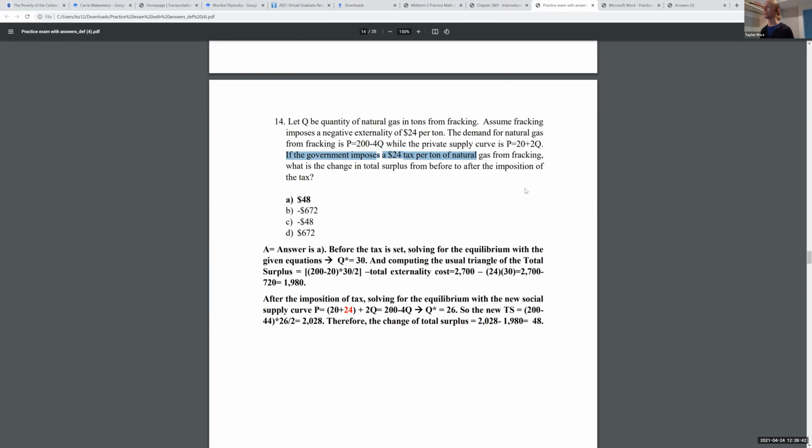So the first thing you want to do with this question, like it says right here, is that before the tax is set, you want to solve for the equilibrium. Basically, you just put the demand curve and supply curve equal to one another, and when you do that, you get the quantity is 30. And then to compute the surplus, let me draw the graph too.